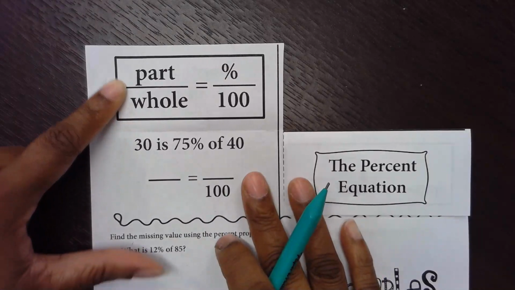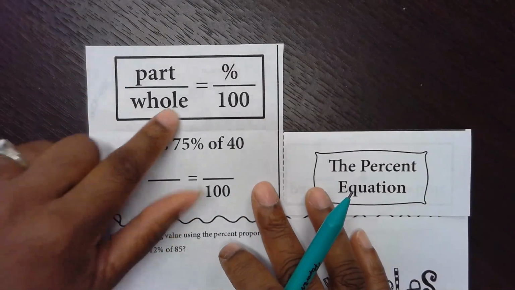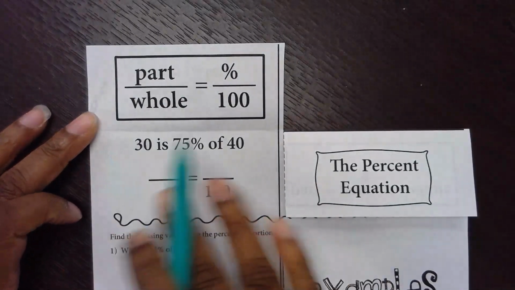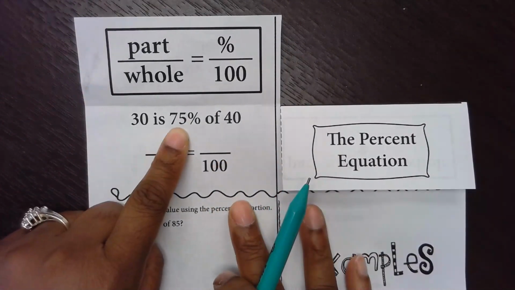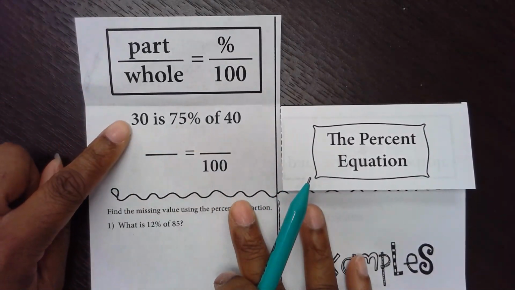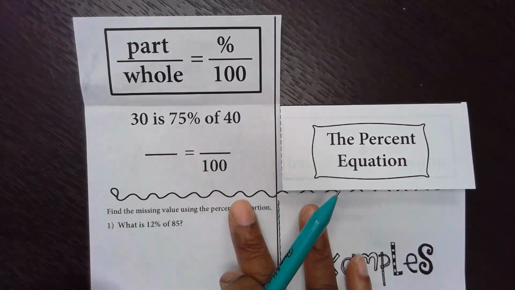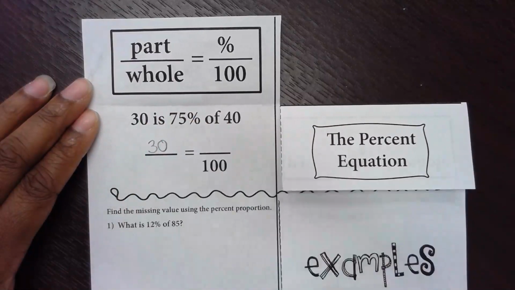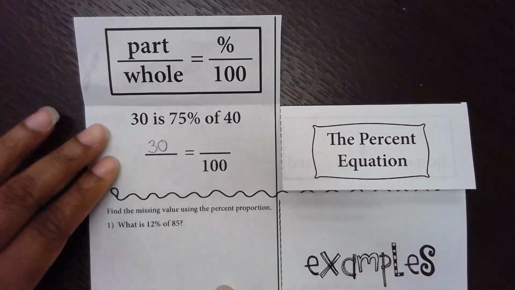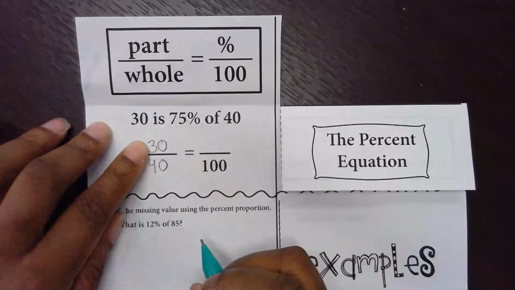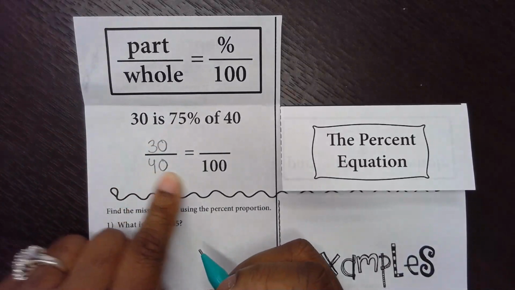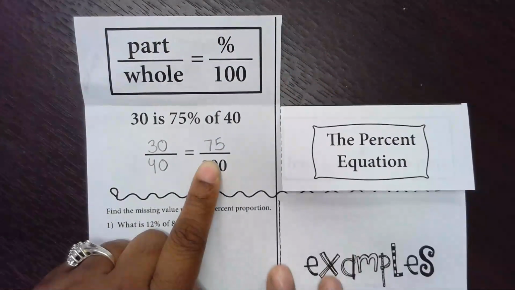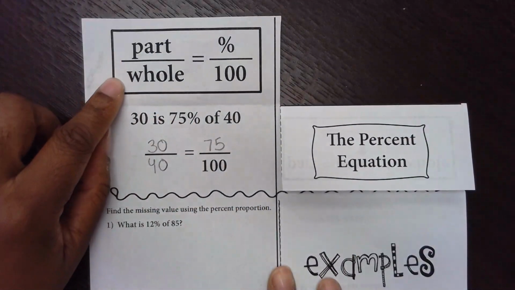This is set up as part divided by the whole amount equals a percent written as a fraction over 100. So let's look at the example they gave us here. 30 is 75% of 40. 30 is a piece of 40, and that's what it's asking. So the part in this situation is 30, and that would make 40 my whole. So 30 is a percent of 40, and then 75 would go at the top here where percent goes. That's how you would set up your percent proportion.